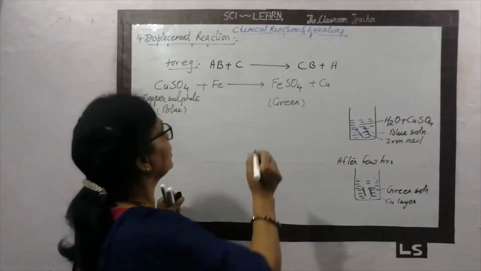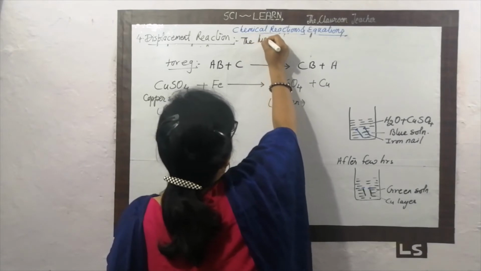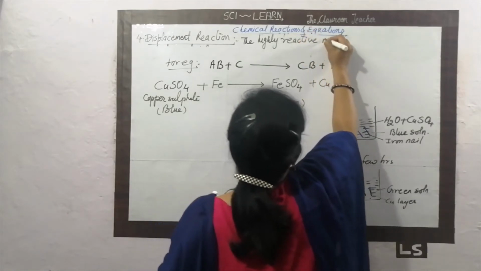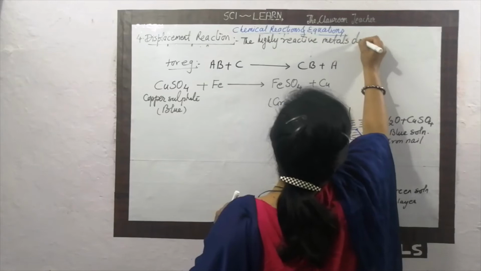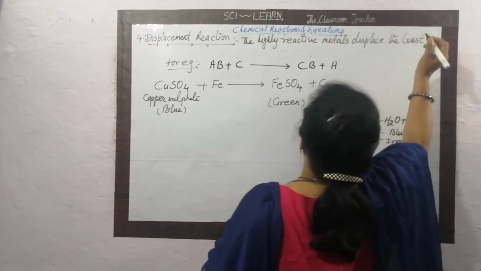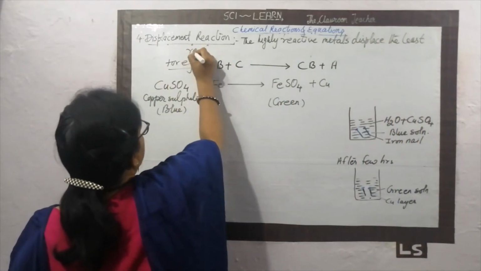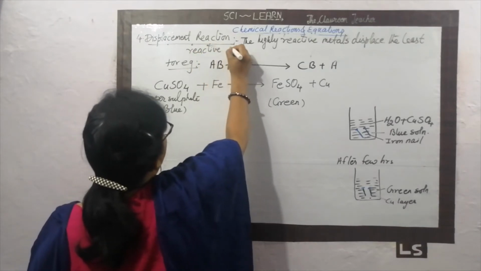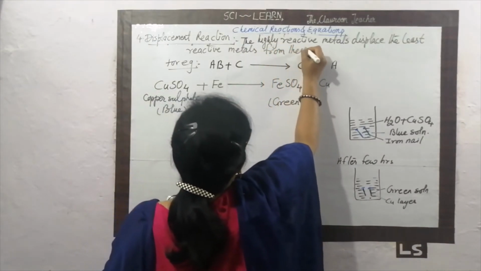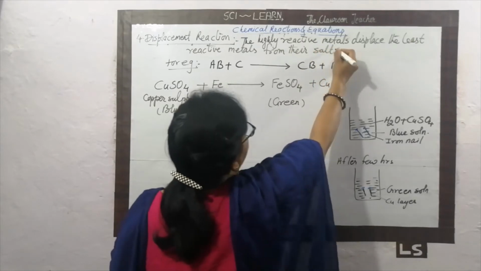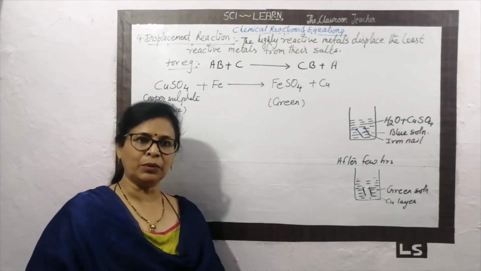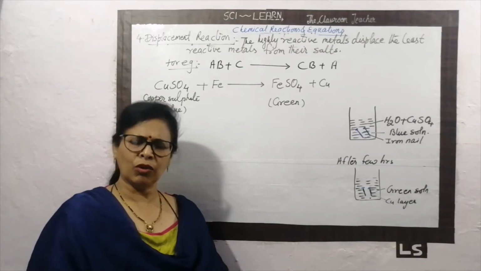So what is actually going on? The highly reactive metal displaces the least reactive metals from their salt. That is going on here. Iron is more reactive than copper, so it is able to displace copper from copper sulfate. Lots of reactions are there.